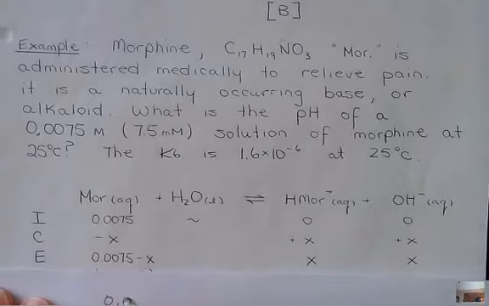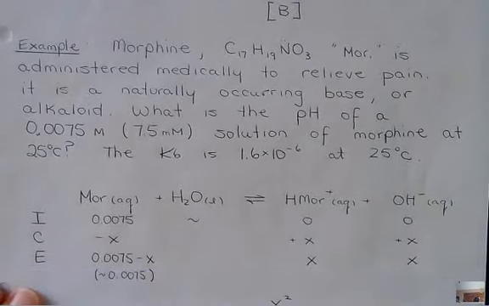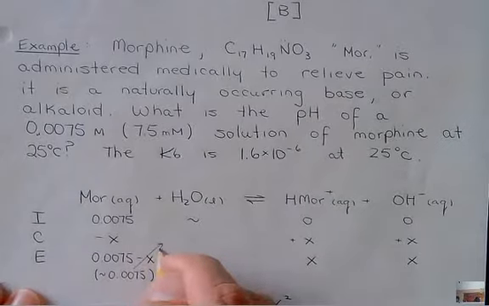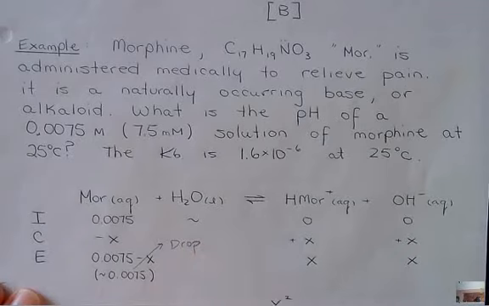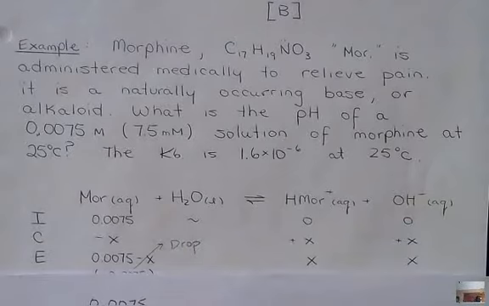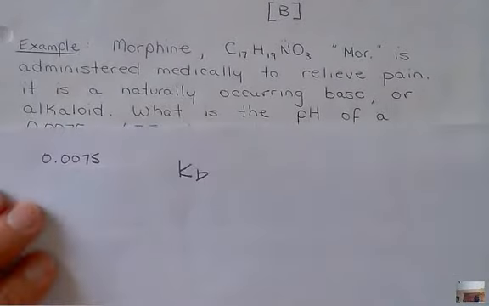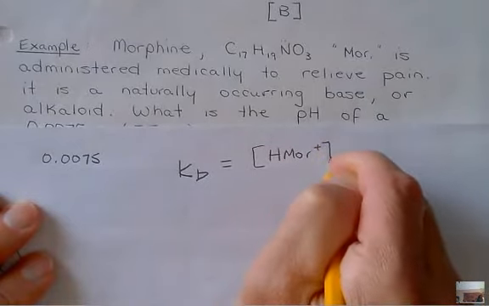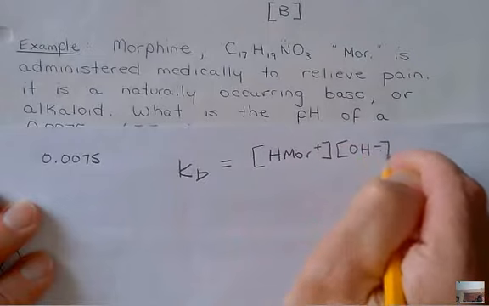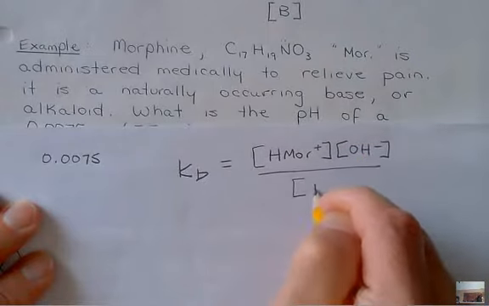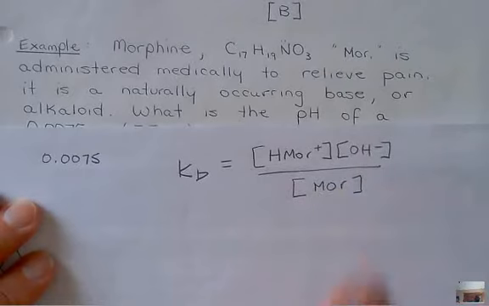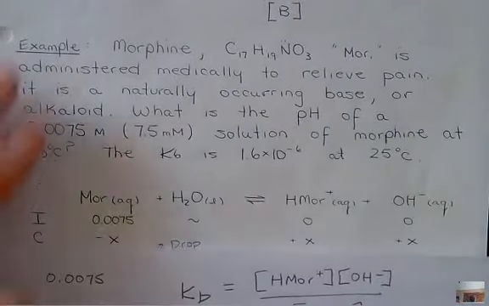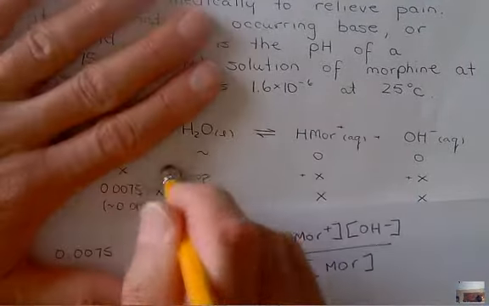So that's what we're going to do. We're going to use this number. We're going to say the X is small, so it's okay to drop the X. Right? So sometimes people write it like this, and they'll say drop the X. You can do that on the test for me if you want. All right. Well, now, what do I have? I have my Kb expression. I'll draw it over here. Kb has got to be the HMOR plus times the hydroxide ion concentration, all divided by the equilibrium concentration of the morphine. Okay. Well, I've got those, guys. That's my line down here.